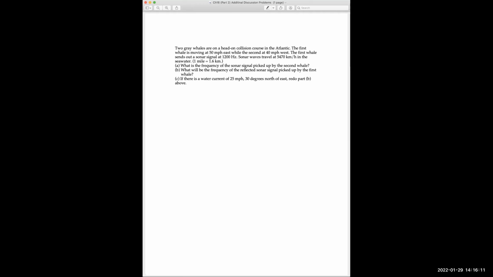Now, in the last part of the problem, suppose there is an ocean current that moves at 25 miles per hour at 30 degrees north of east. How does that affect the result of the echo frequency? So let's see how we do this problem.